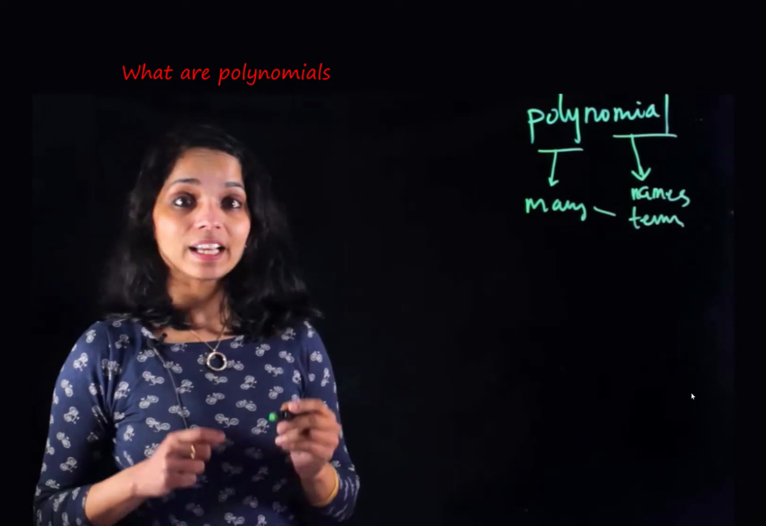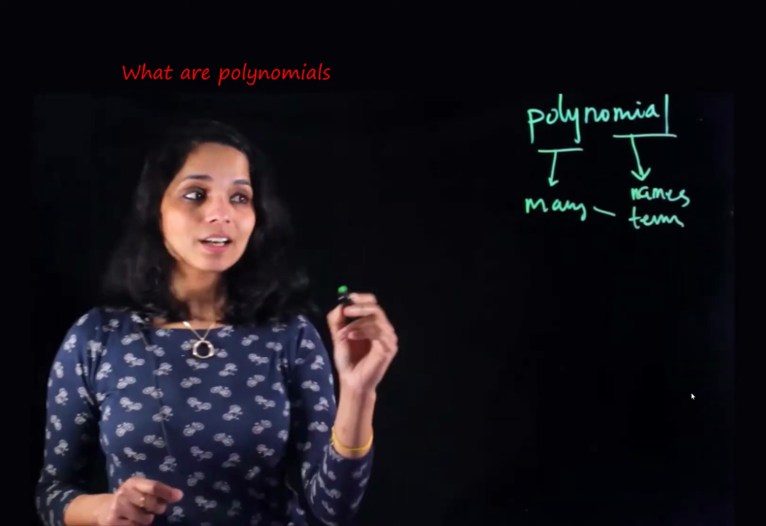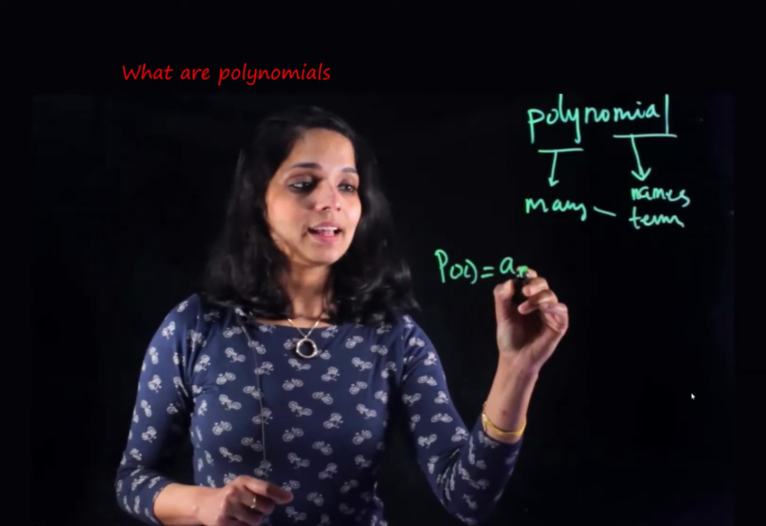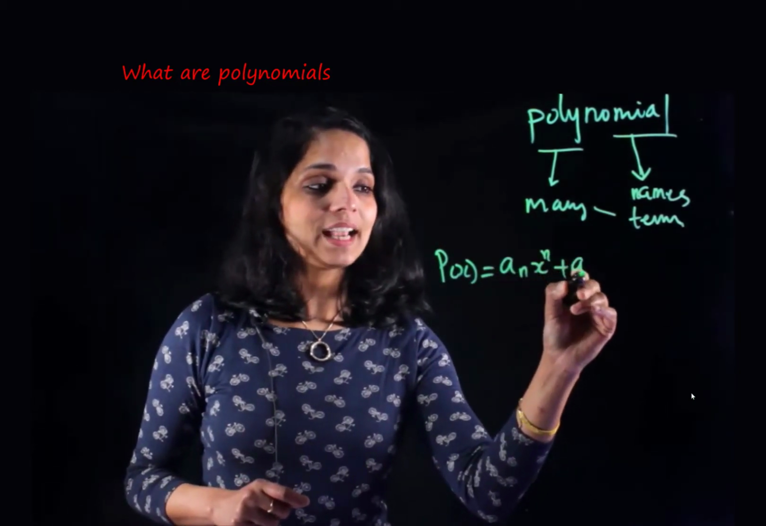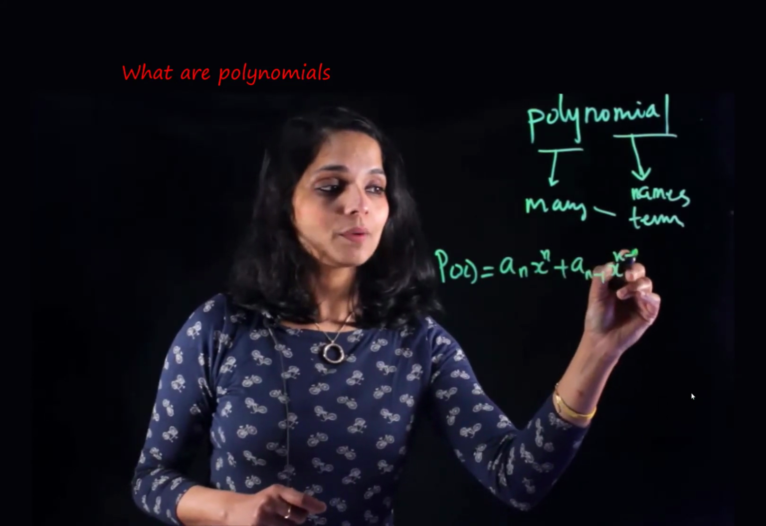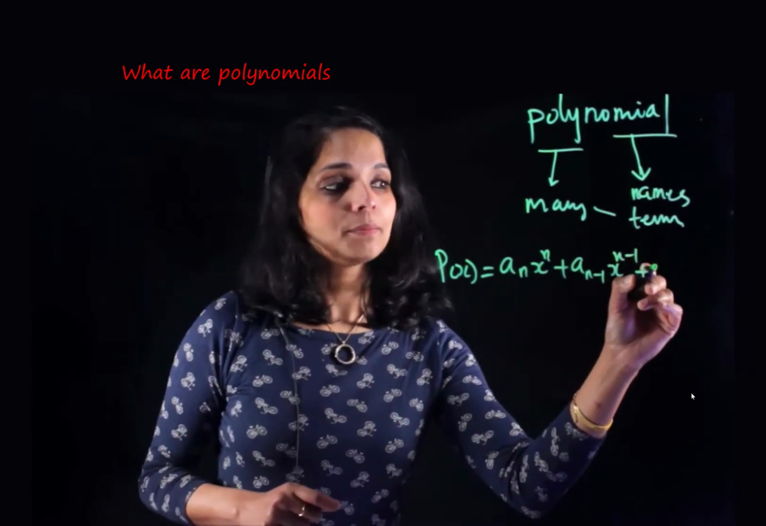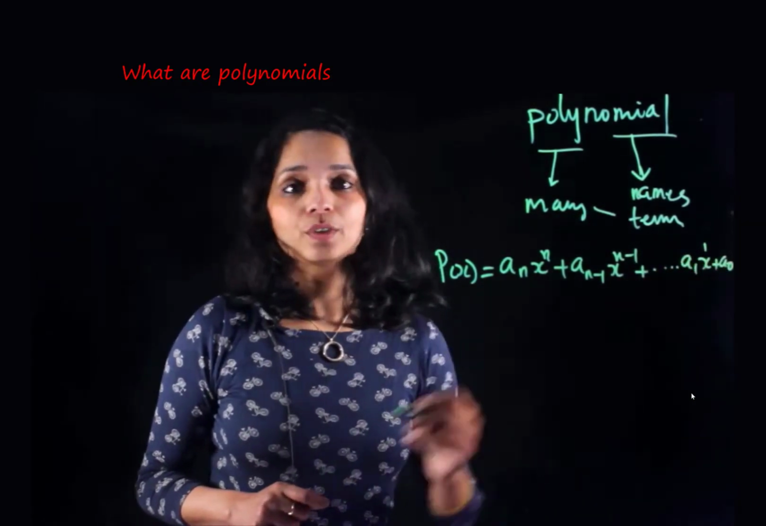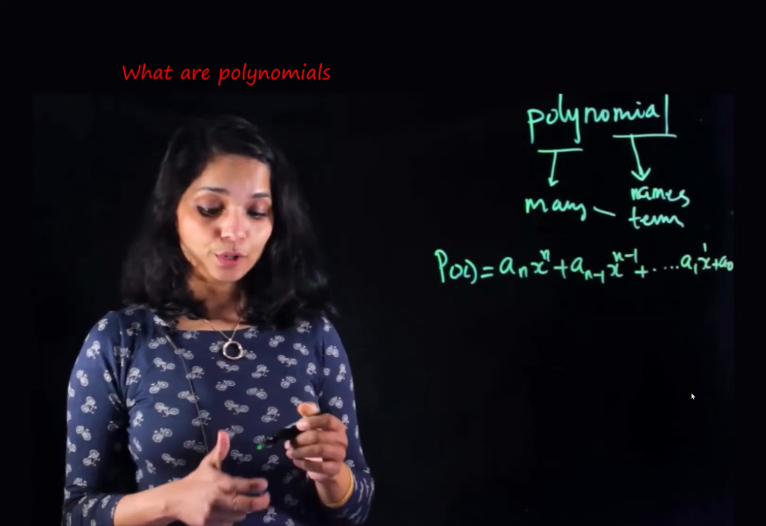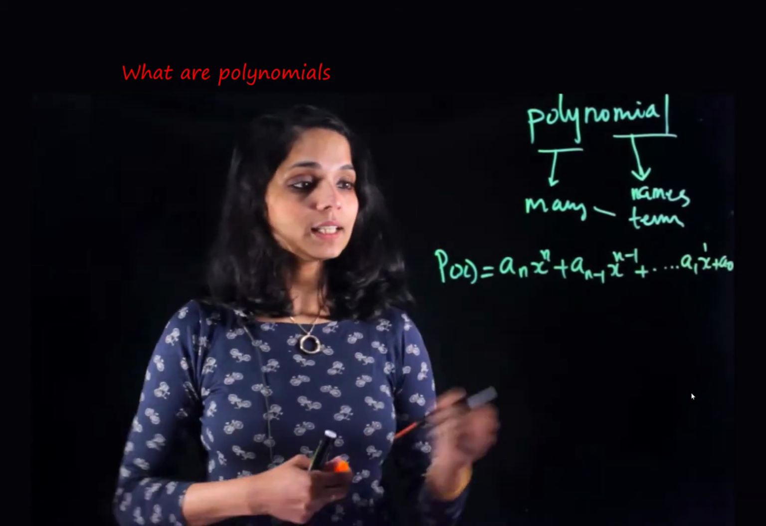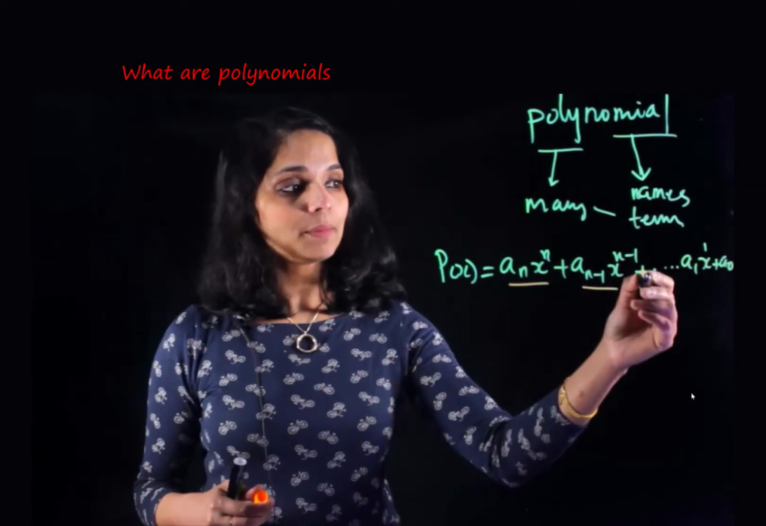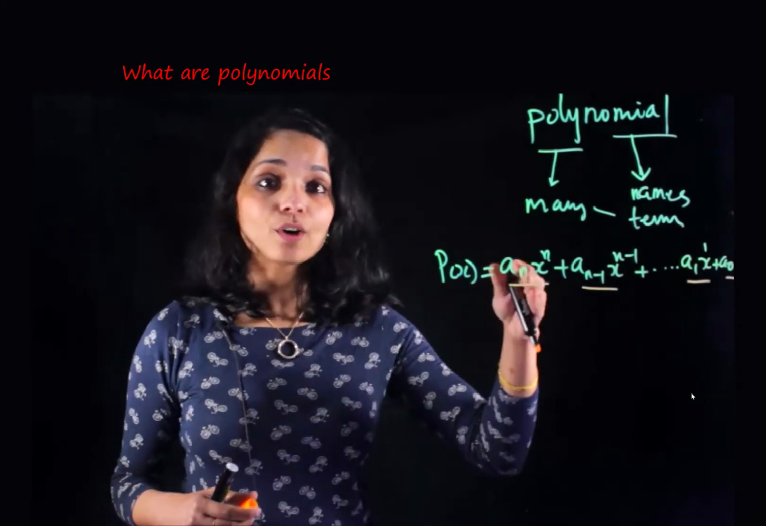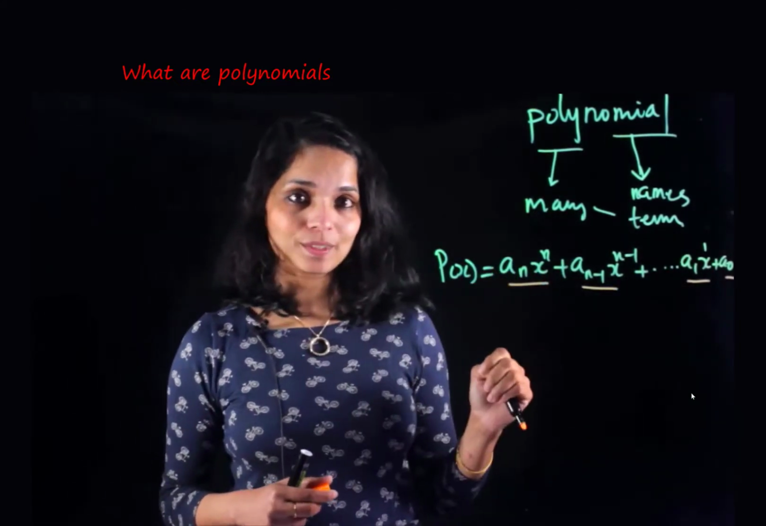And what is the general expression of a polynomial? The general expression of a polynomial is p of x equals a_n x to the power n plus a_(n-1) x to the power n minus 1 plus many terms in between, and a_1 x to the power 1 plus a_0. So that's the general expression of a polynomial. If you look at this, this is one term and this is the next term, and there are many terms in between, and then this is another term, this is another term. So this is of course a mathematical expression having many terms.